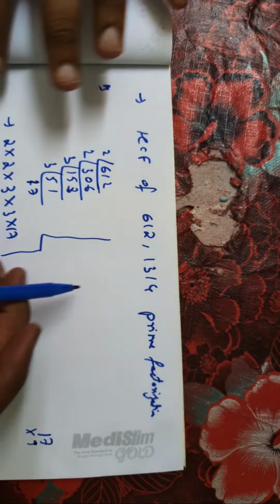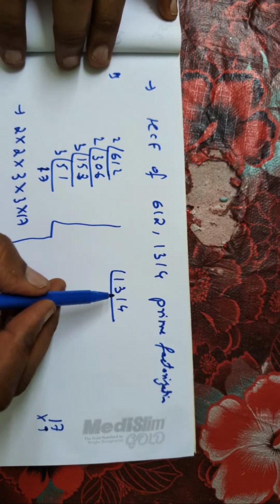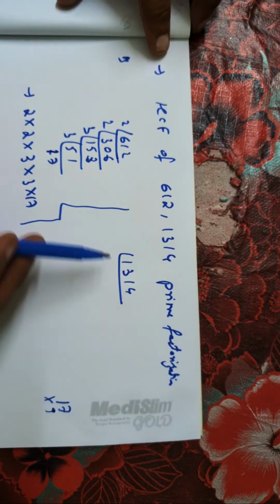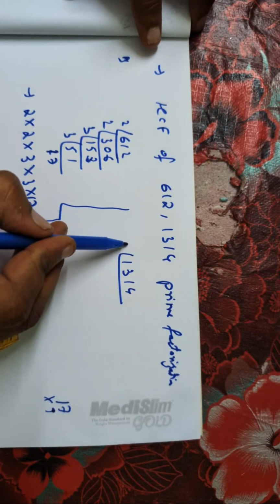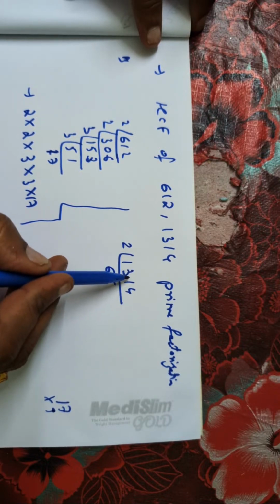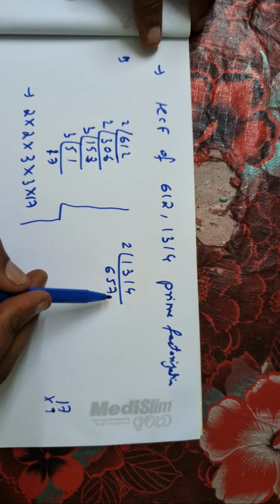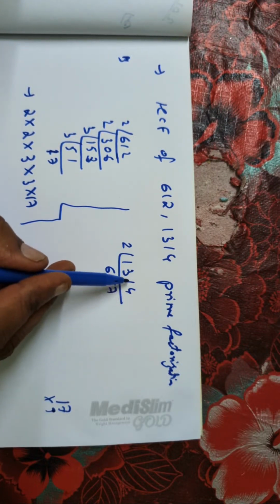Let's solve for 1314. Here also it is divisible by 2. So what is the divisibility rule of 2? The ending number should be even. Here 4 is even, so it is divisible by 2. So if you divide by 2 now, 2 sixes are 12, 2 fives are 10, 2 sevens are 14. Cross check: 2 sixes are 12, 2 fives are 10, 2 sevens are 14.